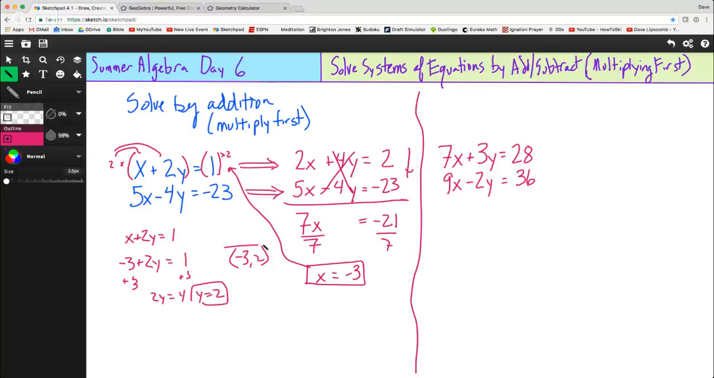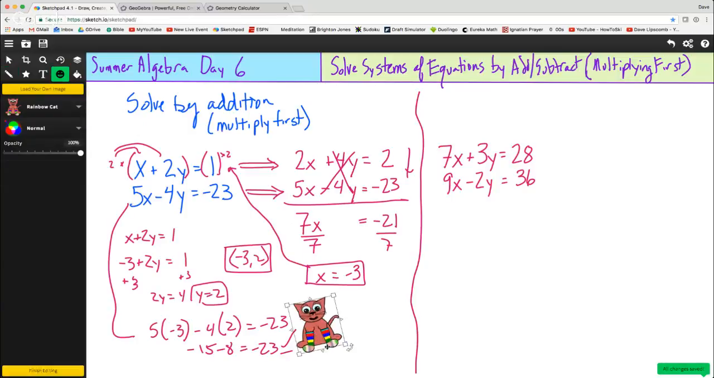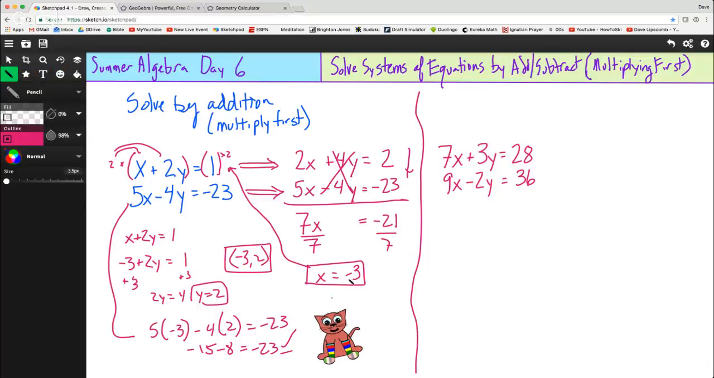Now I'm going to continue to check my answers, because that's a good practice. So 5x, 5 times -3 minus 4 times 2, does that equal -23? Does negative 15 minus 8 equal negative 23? And the answer is yes. So we're going to lay down our happy cat because we've verified our answer. We don't need to wait for Mr. Lipscomb to check our work tomorrow or anyone to check our work because we have checked it ourselves. And that's why the happy cat is smiling.